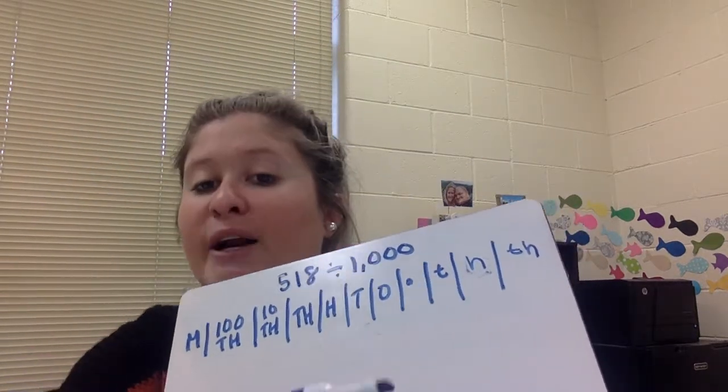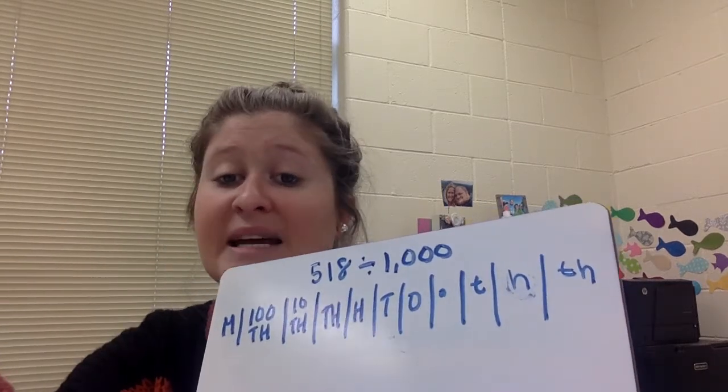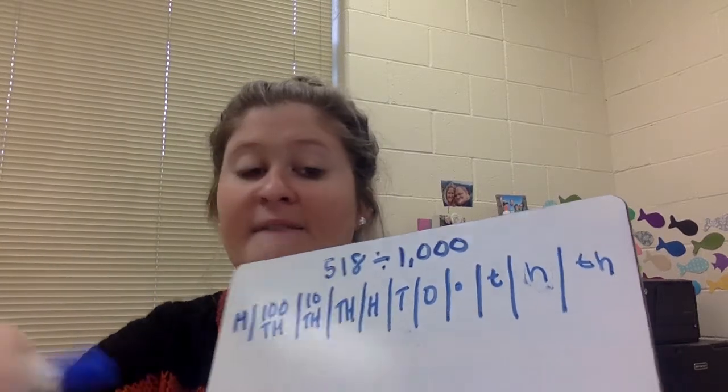So the first thing we're going to do is draw another place value chart. So I have my millions, my 100,000s, my 10,000s, my thousands, my hundreds, my tens, my ones, my decimal, my tenths, my hundredths, and my thousandths. Okay. So now I have a beautiful place value chart. I know I'm dividing, so my answer is going to get smaller. But before I can get there, I need to put 518 in my place value chart.